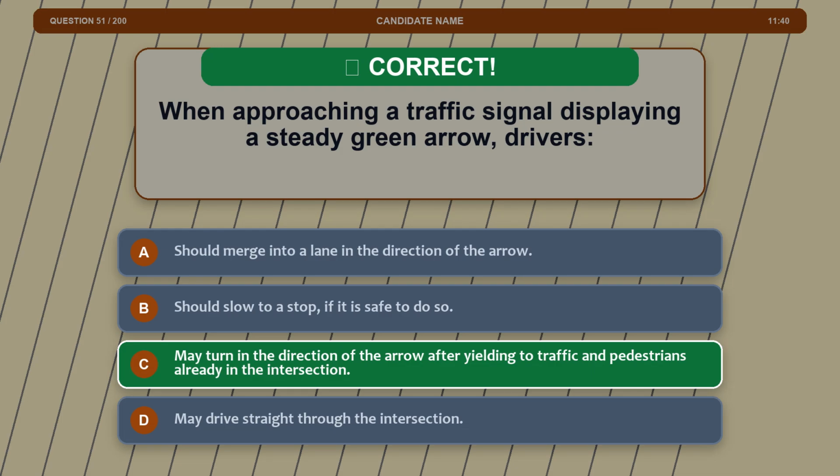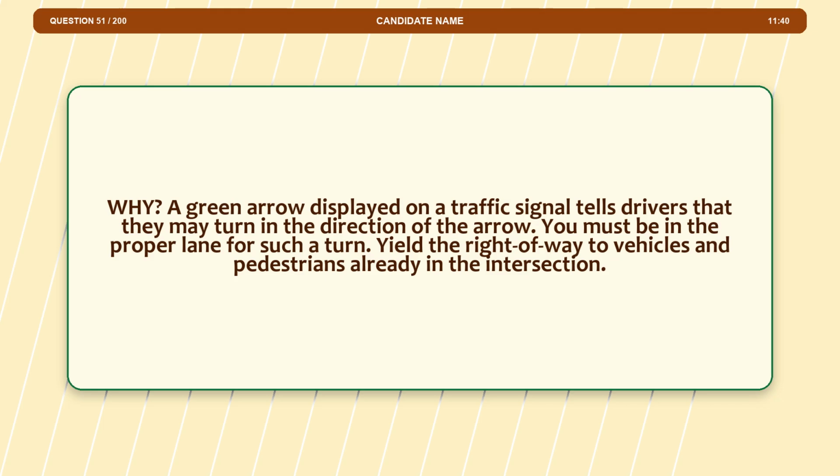The correct answer is option C, may turn in the direction of the arrow after yielding to traffic and pedestrians already in the intersection. Explanation: a green arrow displayed on a traffic signal tells drivers that they may turn in the direction of the arrow. You must be in the proper lane for such a turn. Yield the right-of-way to vehicles and pedestrians already in the intersection.